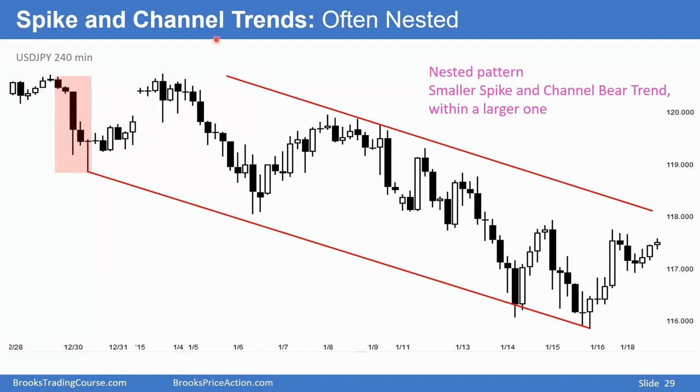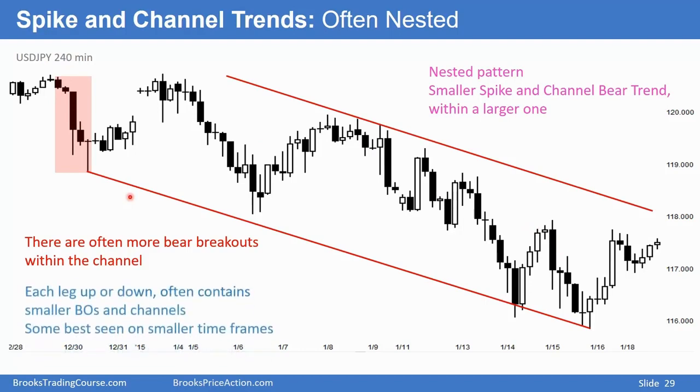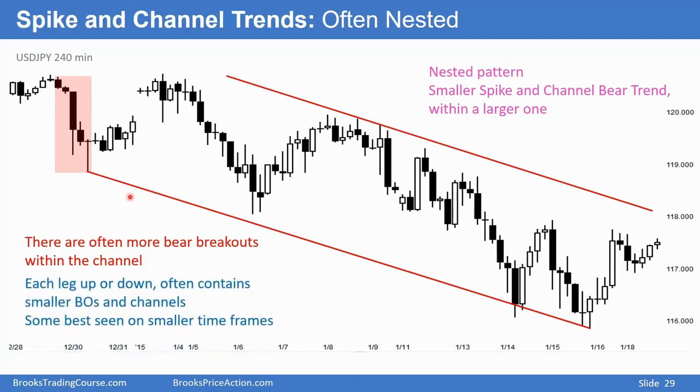Spike and channel patterns, like all patterns, are often nested. And by nested, I mean there are often smaller patterns within the bigger pattern. Bear trend, there are a lot of breakouts along the way. There's another bear breakout here, and then here, and then here. Each leg, up or down, often contains smaller breakouts, and some of the best trends are seen on the smaller time frame charts. To me, this is a nested spike and channel trend.